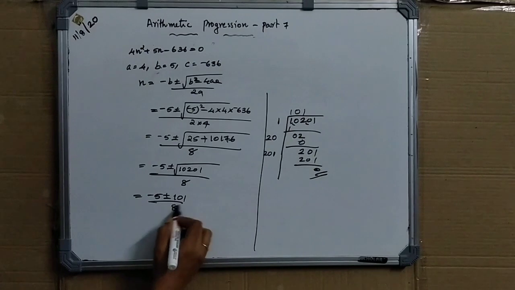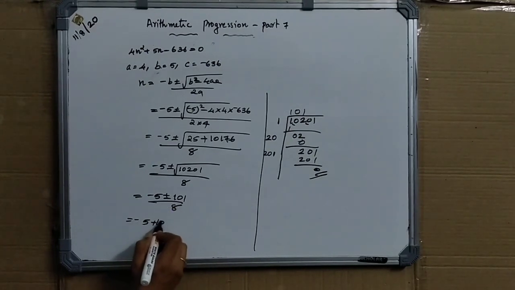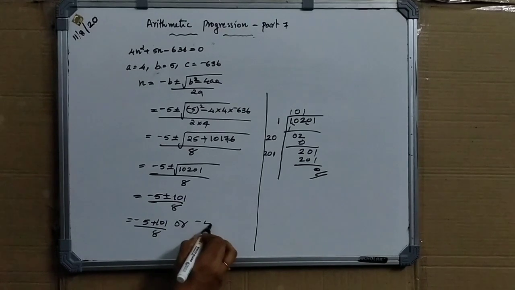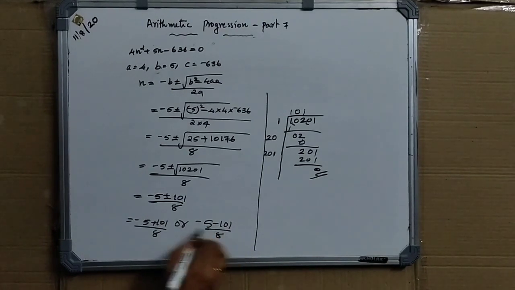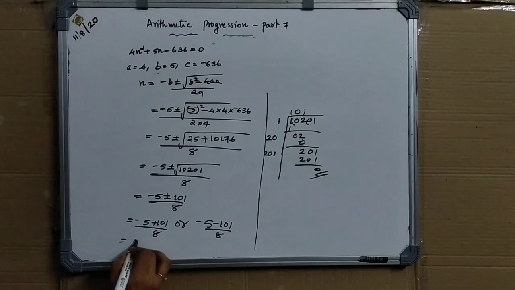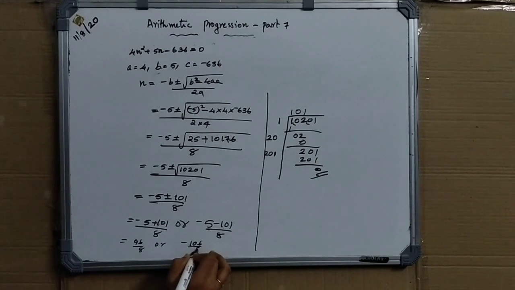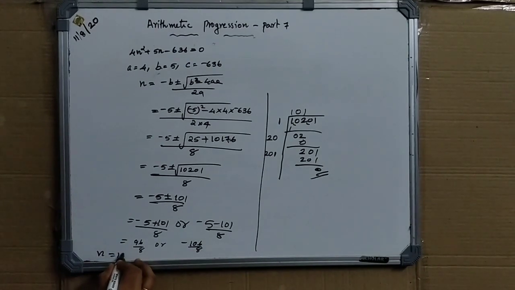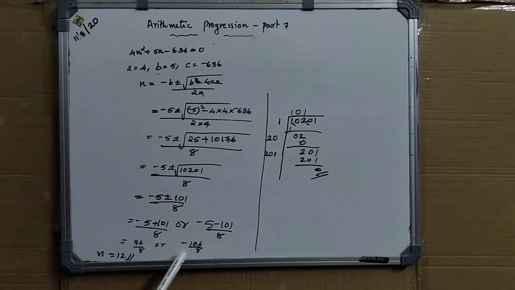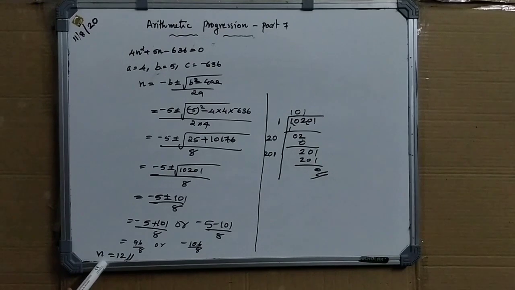So 101 by 8. Negative 5 plus 101 by 8, or negative 5 minus 101 by 8. That is, here we get 96 by 8 or minus 106 by 8. n equals 12. Here the negative value is rejected as n is a positional number. n cannot be negative. So we write that n equals 12. That is the number of terms equals 12. That is, the sum of the first 12 terms is given as 636. Okay.